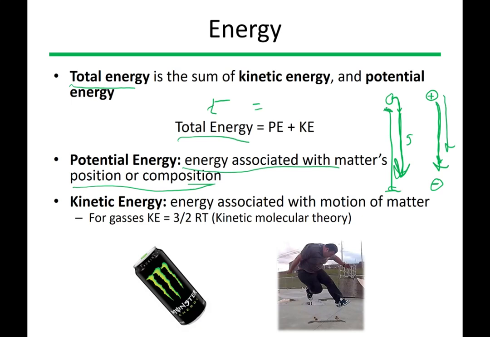Remember, when we were talking about ideal gases, we could say the kinetic energy on average for an ideal gas from kinetic molecular theory is equal to 3/2 the gas constant times the temperature. And again, this just comes from the motion of particles, in this case, random motion with heat.